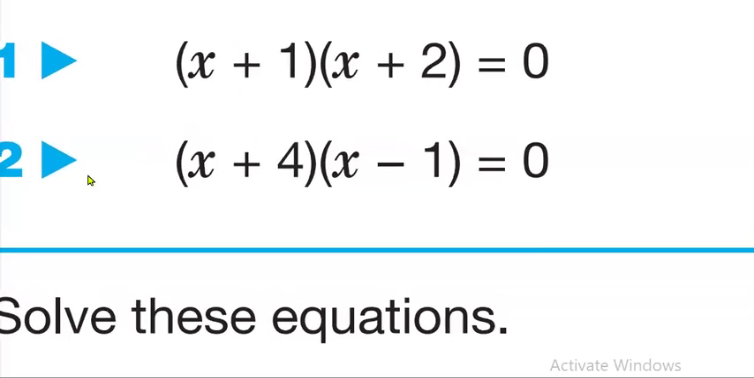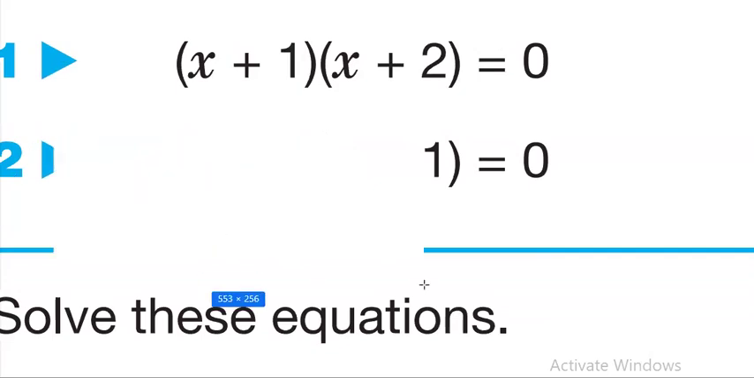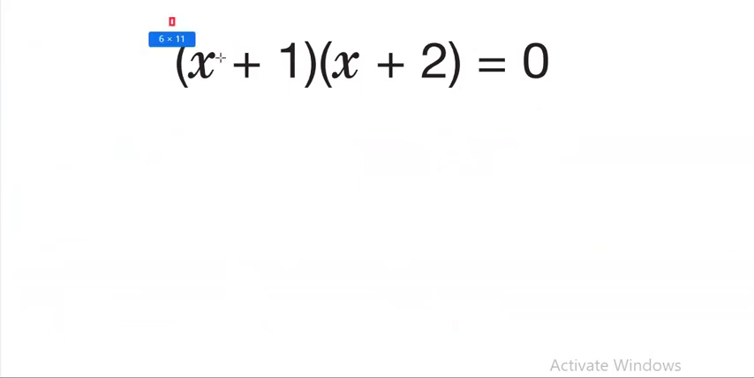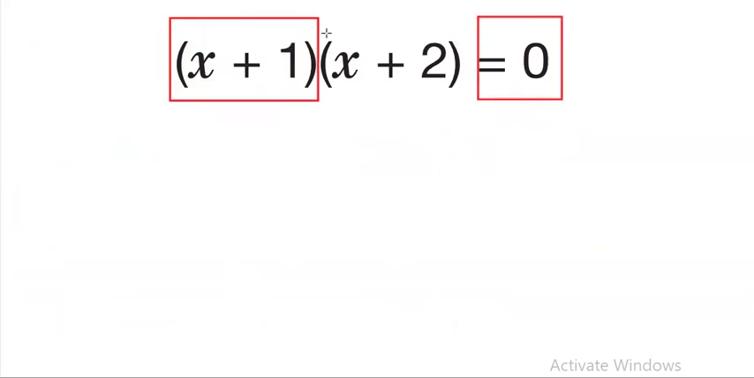So if you have a question like this, and they will tell you to solve, solving means what? It means take each one of them alone and make it equal to the zero that they gave you. So at the beginning, you say x plus 1 equals 0, and then you solve it.